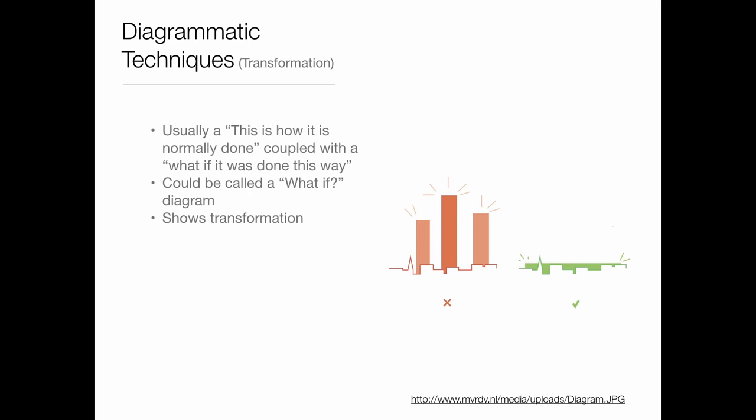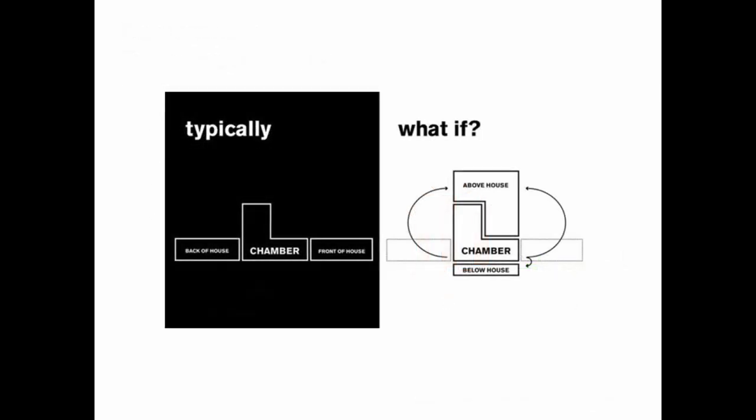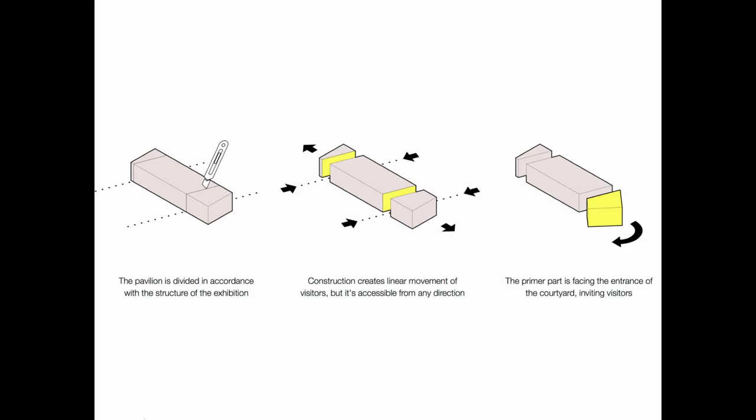So the last one that I'm going to talk about in this is the transformation. This is how it's normally done. What if we did it this way? So we've got the skyscrapers here. What if we laid the skyscraper down? It's those kinds of things. So typically, it's this. What if we did that? It's just a way of identifying we're changing. We have this space, we cut it, then we take one of them and we flip it over.